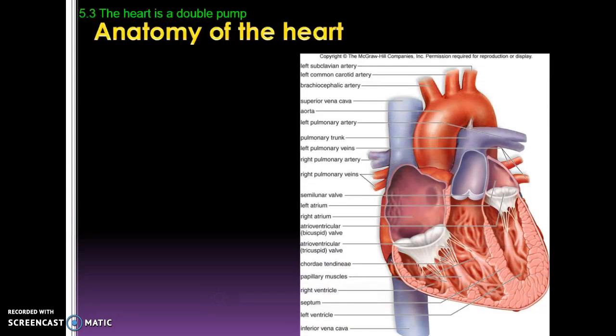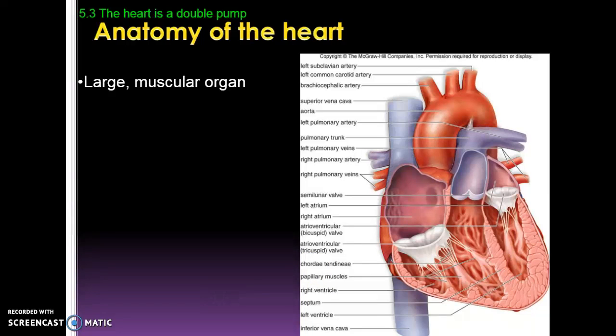And we're not going to spend a whole lot of time on that because, as I mentioned in your notes, what I want you to know is that there are 4 chambers. A left and a right atrium, a left and a right ventricle, that's the word I'm looking for. But it's very complex, as you can see with all of these different components.